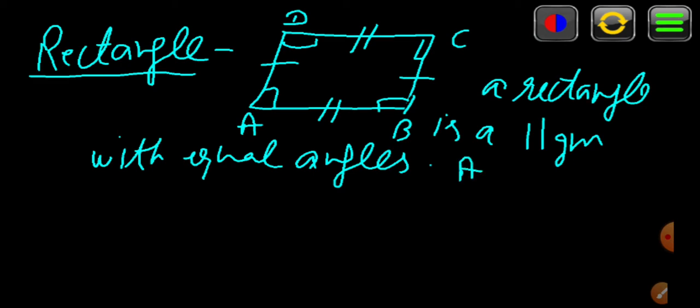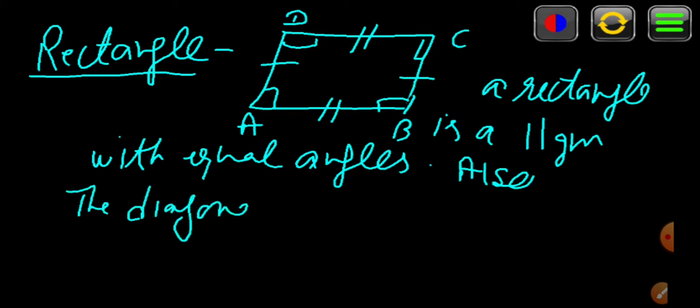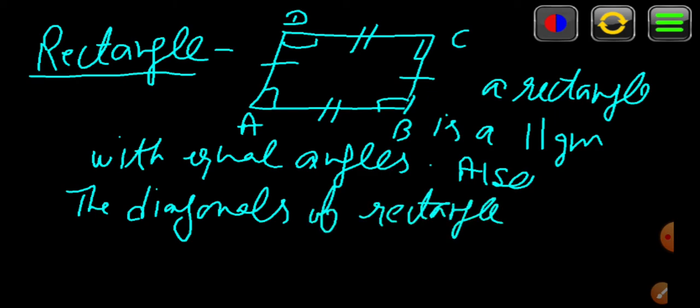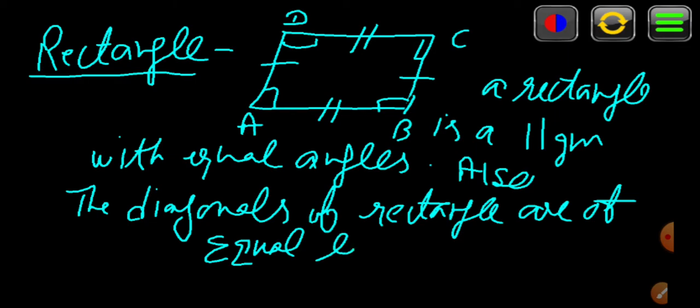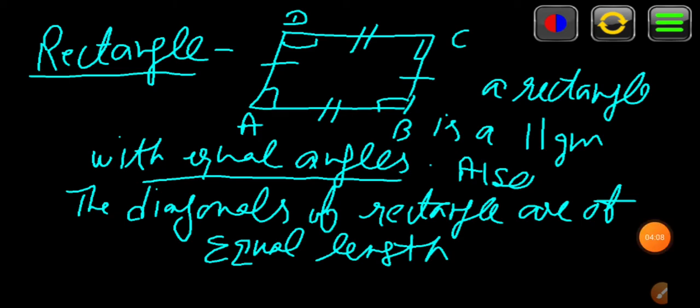Also, main thing, the diagonals of rectangle are of equal length. So, a rectangle is a parallelogram with equal angles, and also the diagonals of rectangle are of equal length. Here ABCD is a rectangle in which opposite sides are equal and each angle of a rectangle is a right angle. This you have to remember.